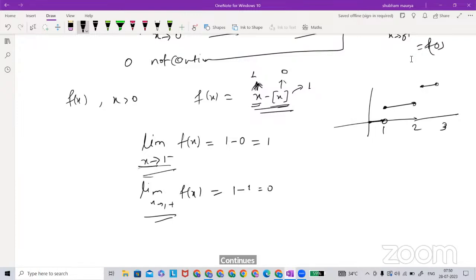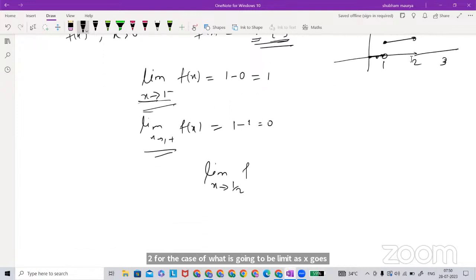And for the case in between, like here 1 by 2, what is going to be the limit as x goes to 1 by 2 of f(x)? What is the limit value? It will be 1 by 2.